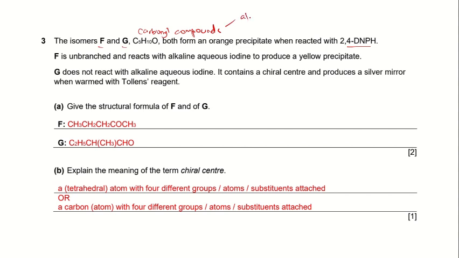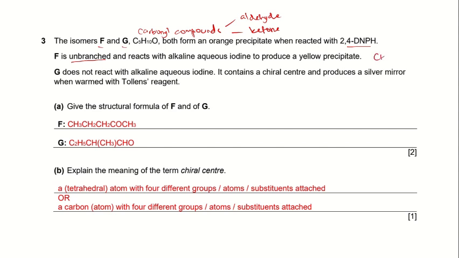So one of them could be an aldehyde and the other could be a ketone, or both of them aldehydes, or both ketones. We do not know yet, so let's just look at their reactions. F is unbranched and reacts with alkaline aqueous iodine to produce a yellow precipitate.